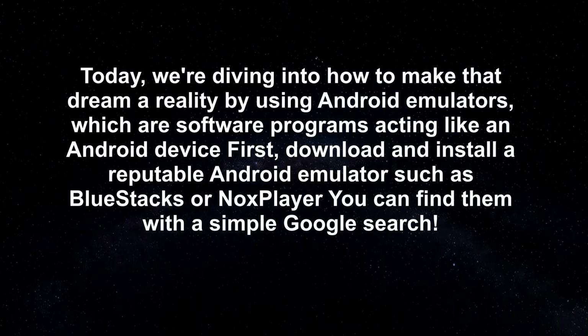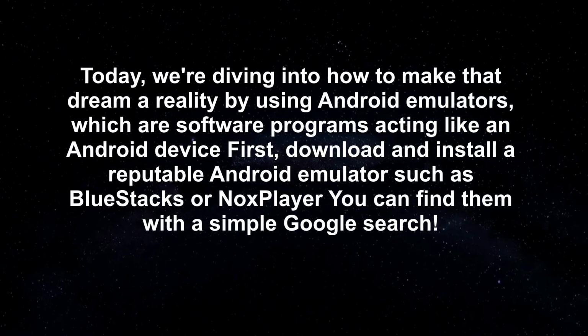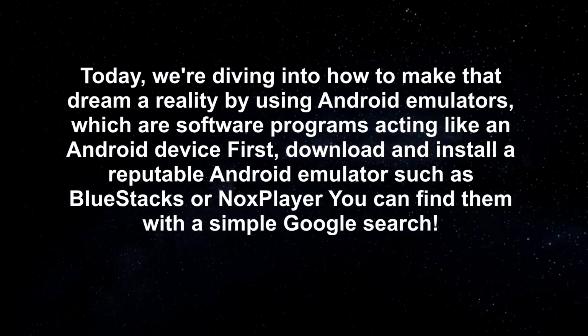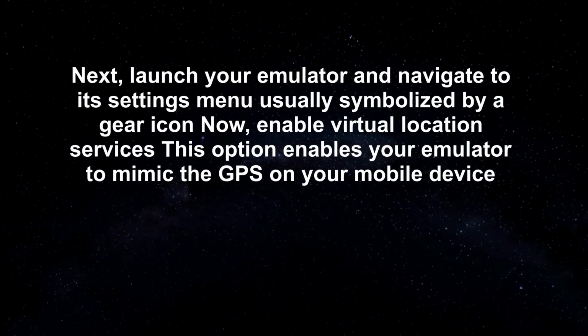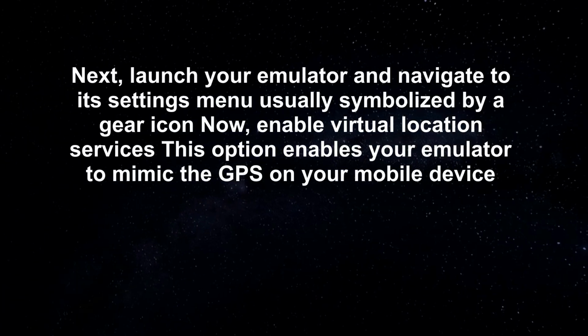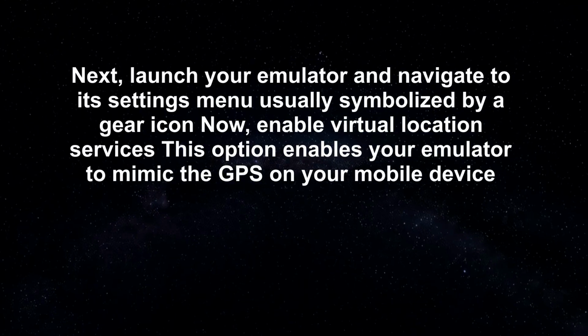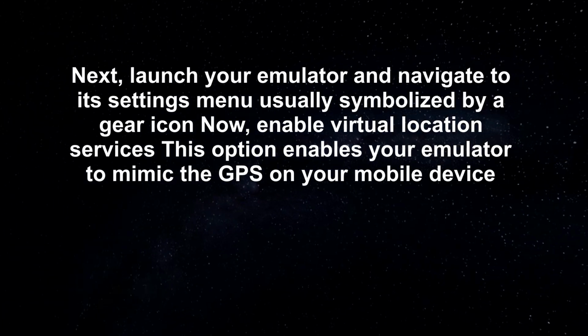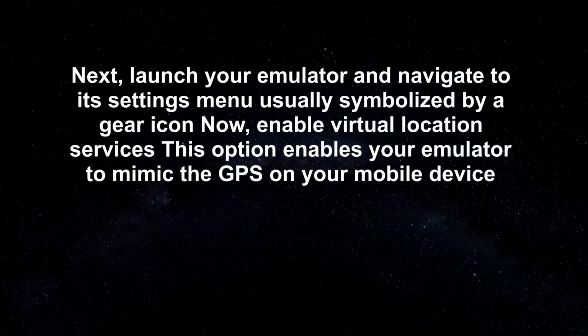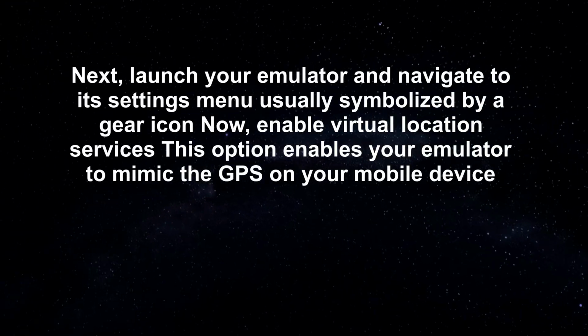First, download and install a reputable Android emulator such as BlueStacks or NoxPlayer. You can find them with a simple Google search. Next, launch your emulator and navigate to its settings menu, usually symbolized by a gear icon. Now, enable virtual location services. This option enables your emulator to mimic the GPS on your mobile device.